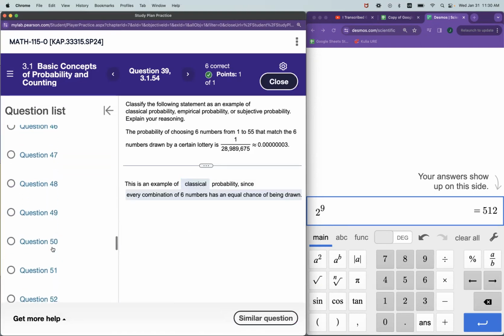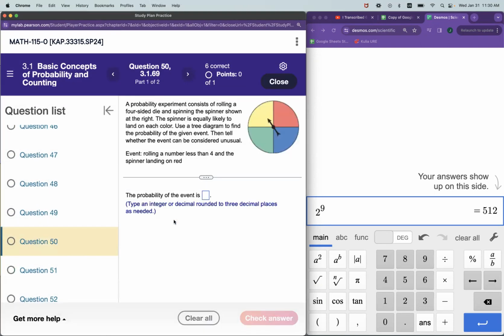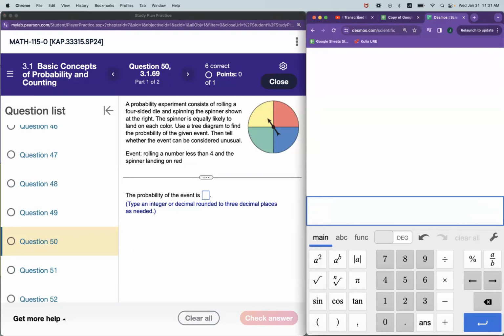All right, on to number 50. Probability experiment consisting of rolling a 4-sided die, spinning a spinner with four colors, showing the spinners equally likely to land on each color. Use a tree diagram to find the probability of each given event, then tell whether the event can be considered unusual. Event: rolling a number less than 4 and the spinner landing on red. Okay, so 4-sided die. So that means the probability of the first event happening, rolling a number less than 4, there's 3 numbers less than 4: 1, 2, 3 out of 4 because it's a 4-sided die.